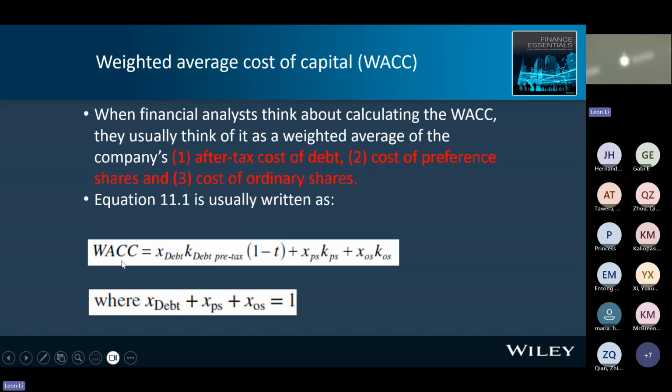This is our WACC. So cost of debt, KD, times (1 minus T), is the after-tax cost of debt. KPS is the cost of preference share, KOS is the cost of ordinary share. X is the weight: the weight on debt, weight on preference share, weight on ordinary share. Add it up, all right? And the sum of the weights equals 1.